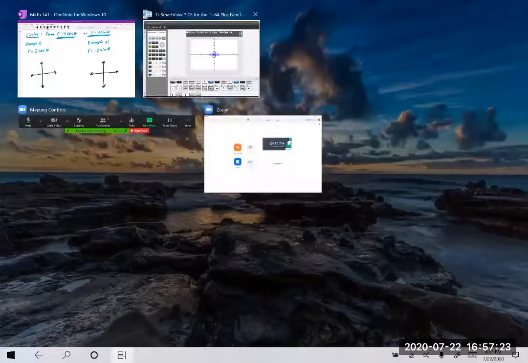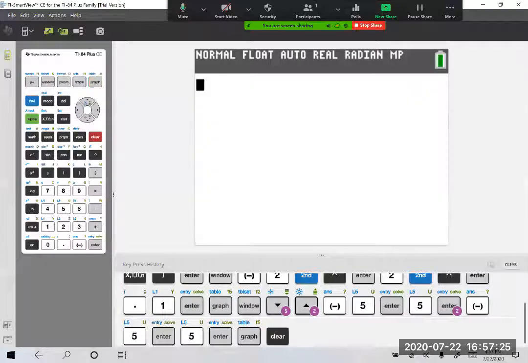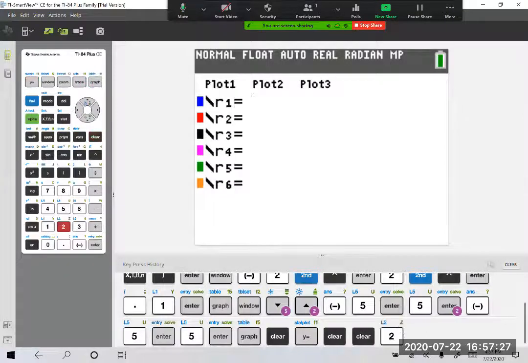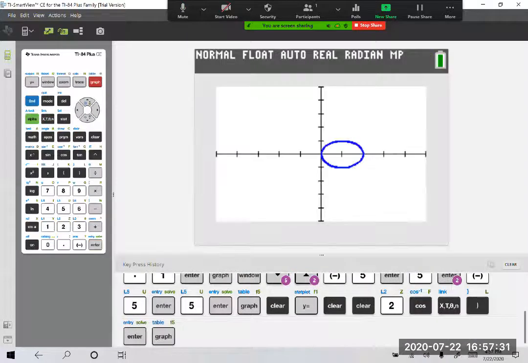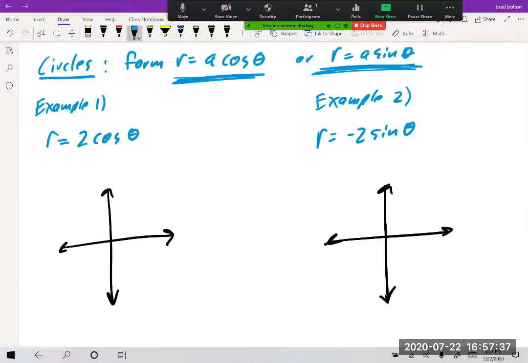So I'm going to come over here and clear this. I'm going to go y equals 2 cosine theta. Let's graph that. So it's a circle with a radius of 1. So here's 1, 2. So it's a circle with radius of 1, and it's tangent to the y-axis. So 2 cosine theta gives me that.